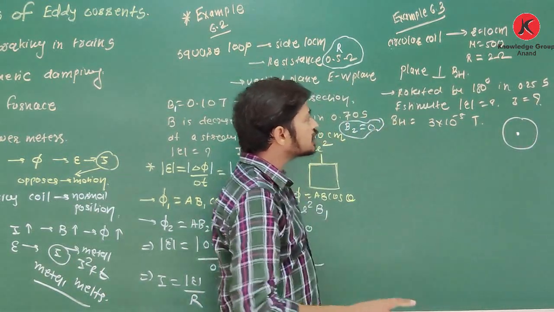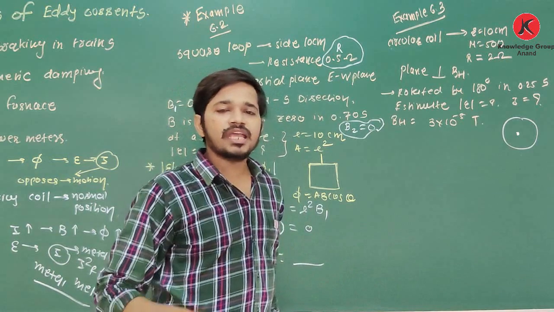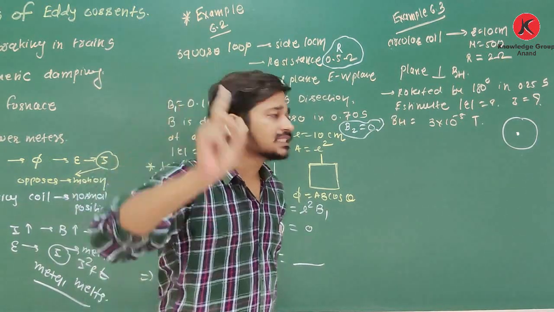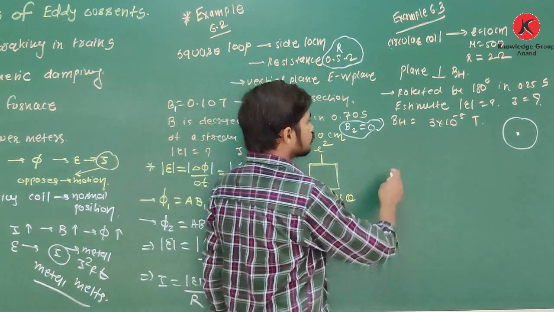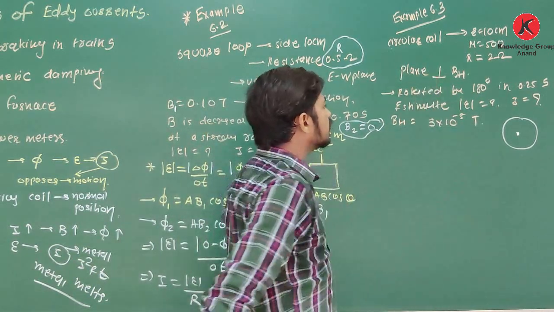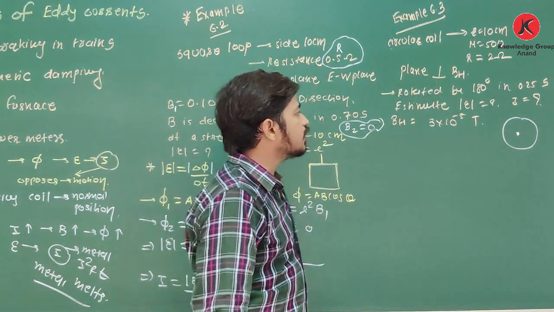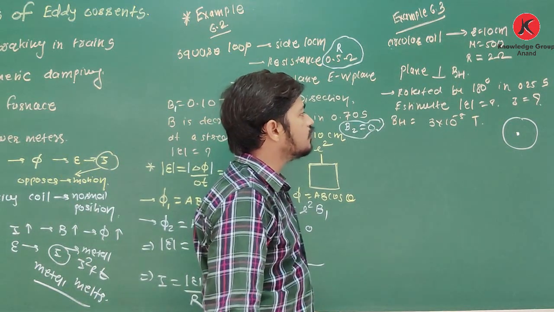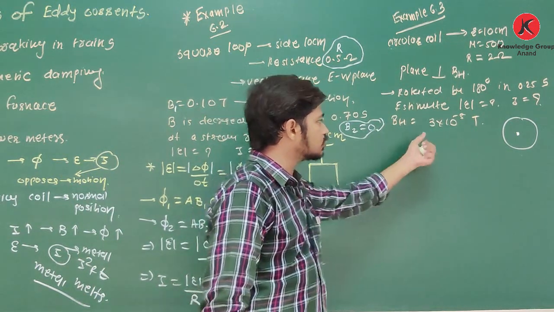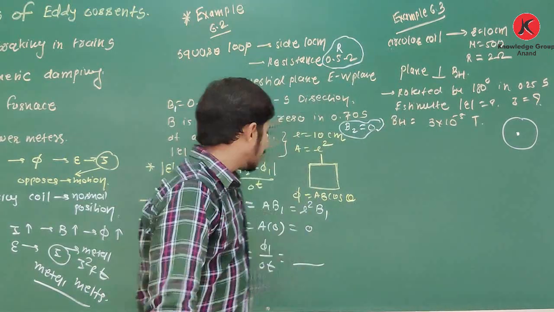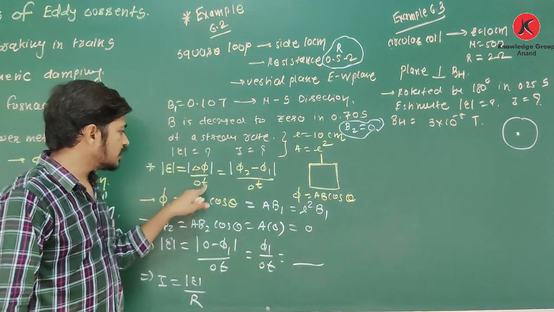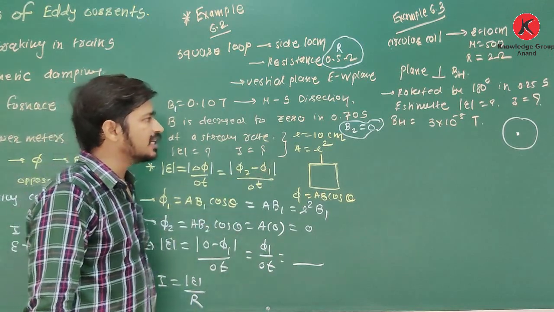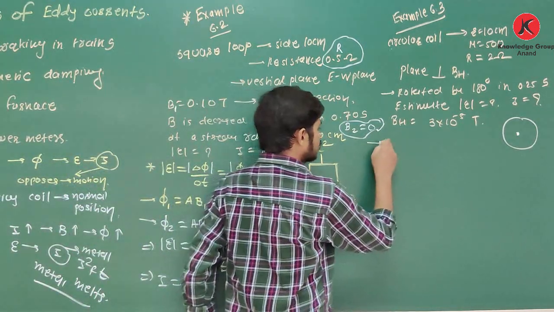So here the initial angle theta is 0, because the plane is perpendicular to the magnetic field. Then it is rotated by an angle of 180 degrees in 0.25 second. Estimate the mode of EMF and current, when BH is equal to 3 into 10 to the minus 5 Tesla. Again we have to use the same equation. That is mode E is equal to delta phi upon delta T, which is phi 2 minus phi 1 upon delta T. First of all, we will find phi 1, the initial flux.